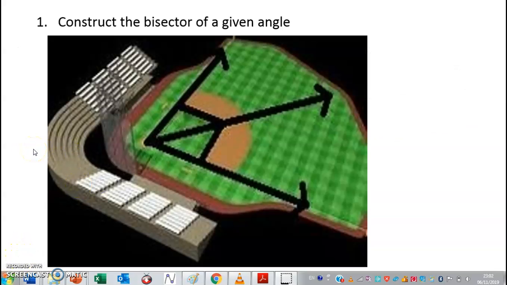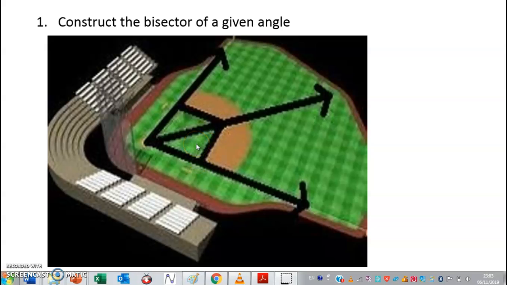Now I want to give you one quick real life example of constructing the bisector of a given angle in the real world. Here we have a baseball field which is in a 90-degree shape. Here we have our two sides to the field. Here we obviously have our batter. Out here we're going to have our pitcher. Our pitcher has to be exactly halfway, or has to be equal distance from here to here as he is from here to here.